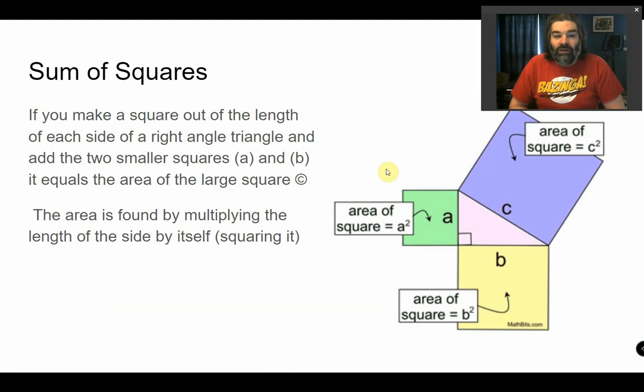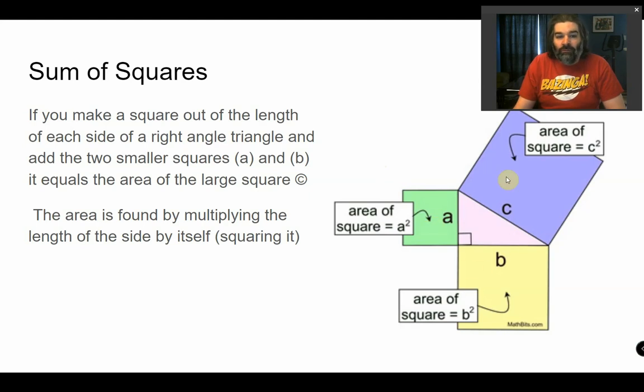The rule for right angle triangles is called the sum of squares or Pythagorean theorem. Again, why do we give it two names? I think mathematicians are just mean. And if they actually said things in English, it would be too easy and we wouldn't think they were smart.